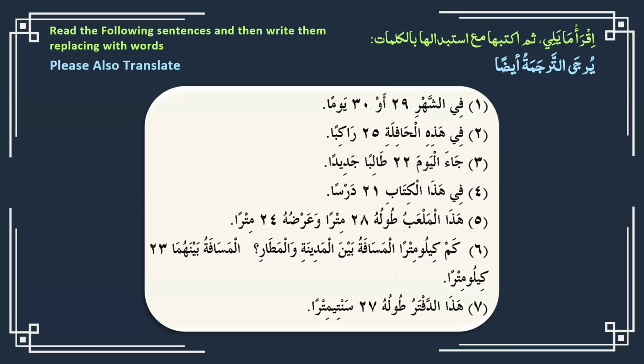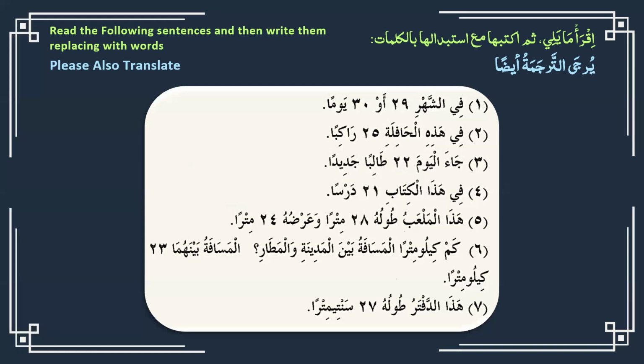Keep going. جاء اليوم 22 طالبا جديدا. I don't know. Today 22 new students are present. Is that right? You'll say 22 new students came today. Okay. جاء اليوم 22 طالبا جديدا. Isnani wa ishrun. Okay. That's fine. Your numbers were correct.